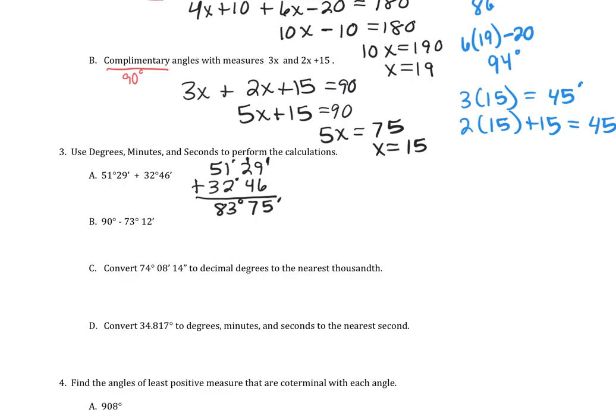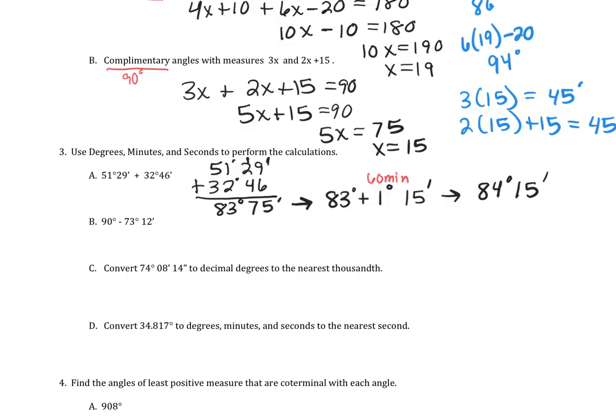And of course, we're over a full measure on that 75 minutes. So we'll turn that into 83 degrees plus 1 full degree. And then we've got the 15 minutes left. So we're basically taking 60 minutes off of that 75. Right here, this is our 60 minutes. We're going to carry that over. So then it's 84 degrees and 15 minutes.